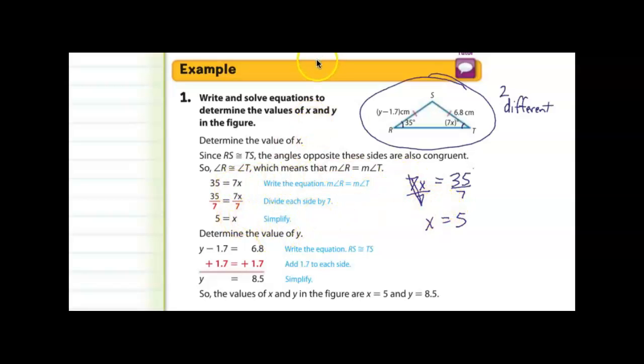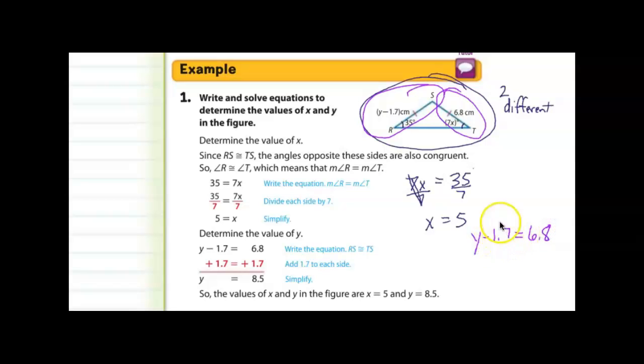But now what we're going to do, and I'll change my pen color because it's fun, is we're going to solve for y. And we can see here, this y is equal to 6 8/10. And I know those are decimals, and please don't panic. So we have y minus 1 7/10 is equal to 6 8/10.